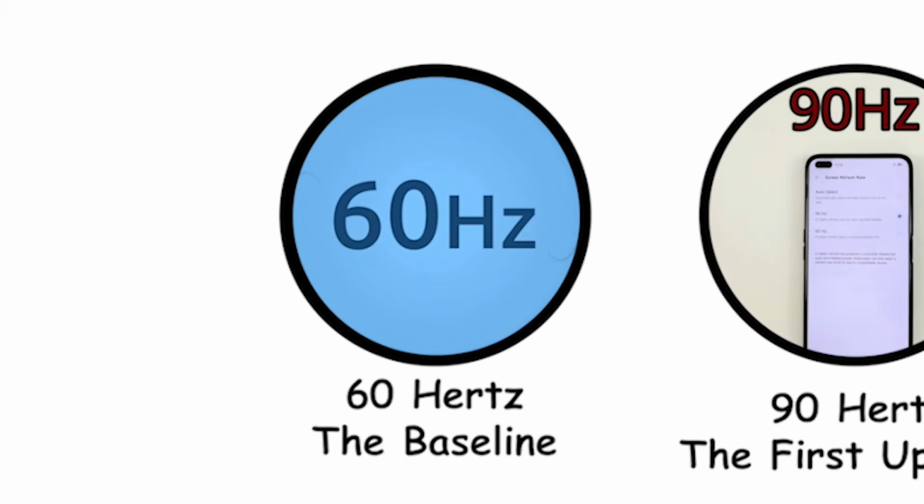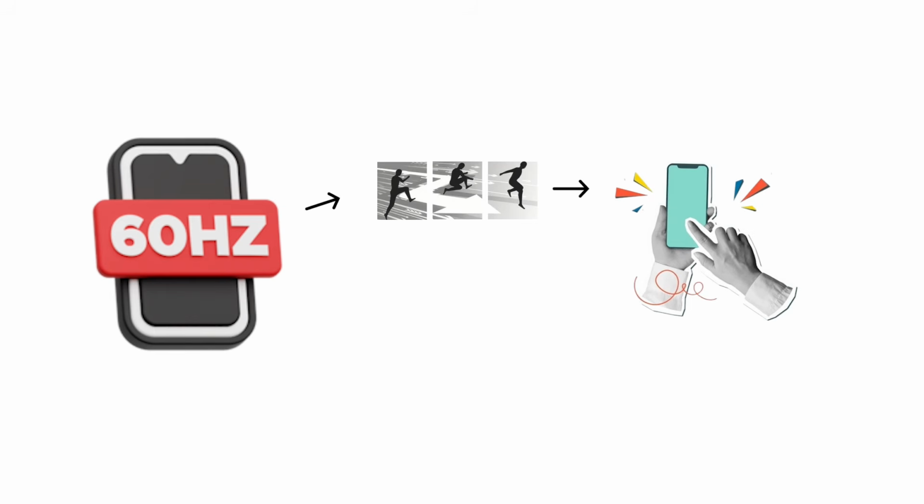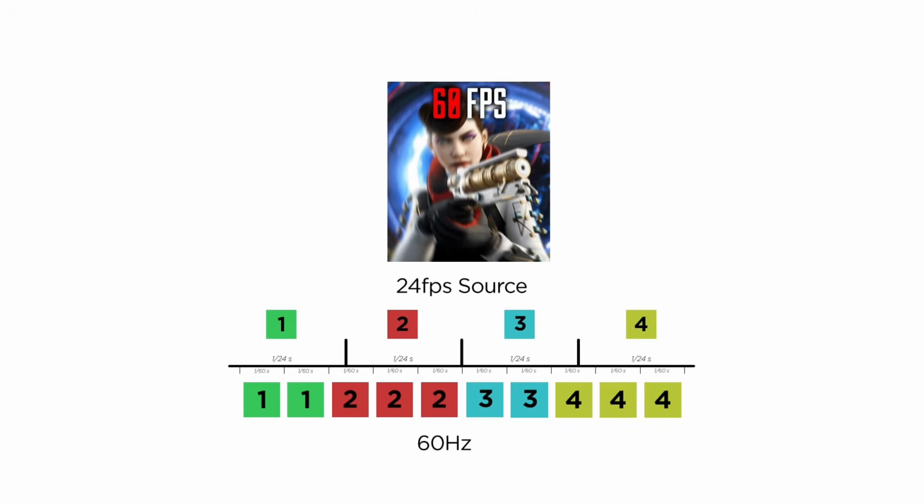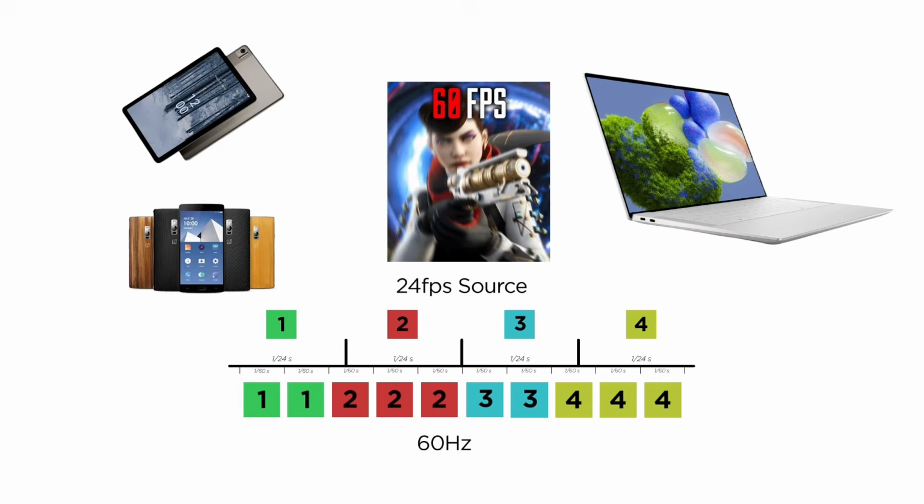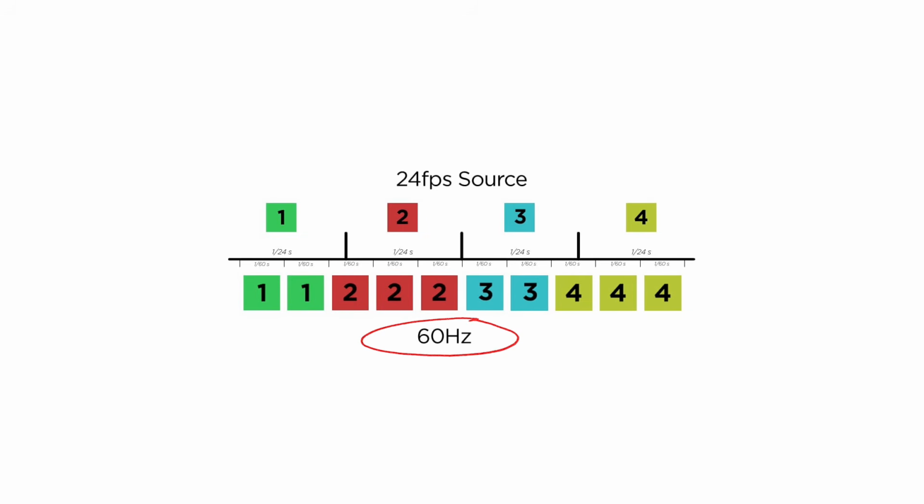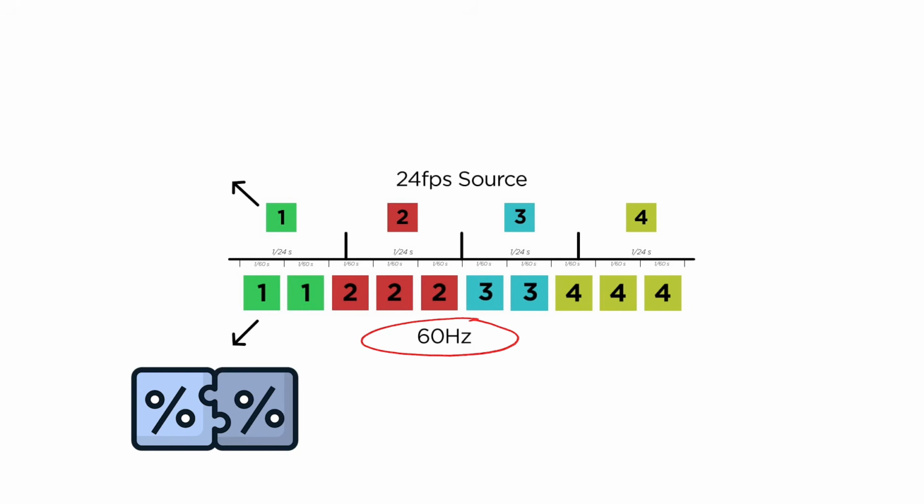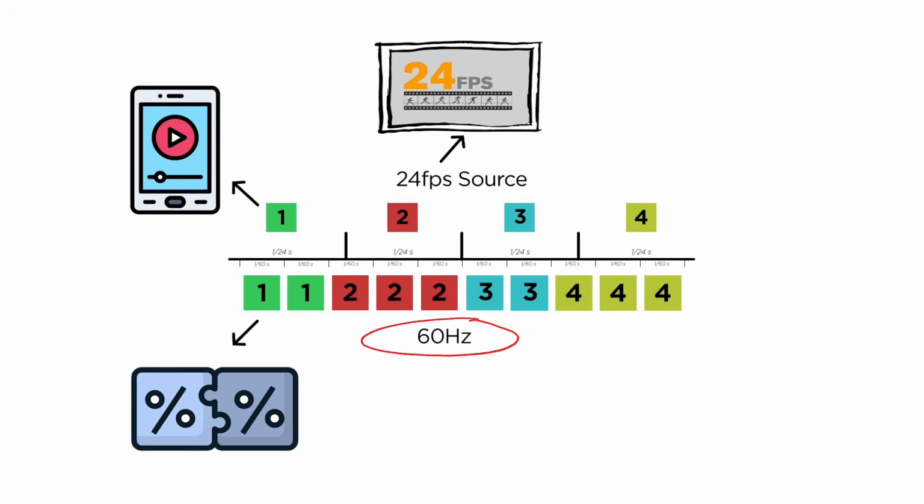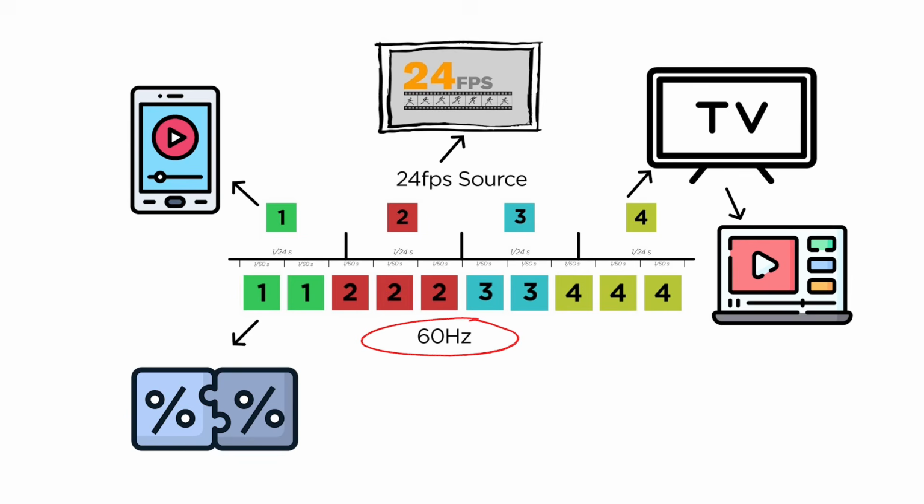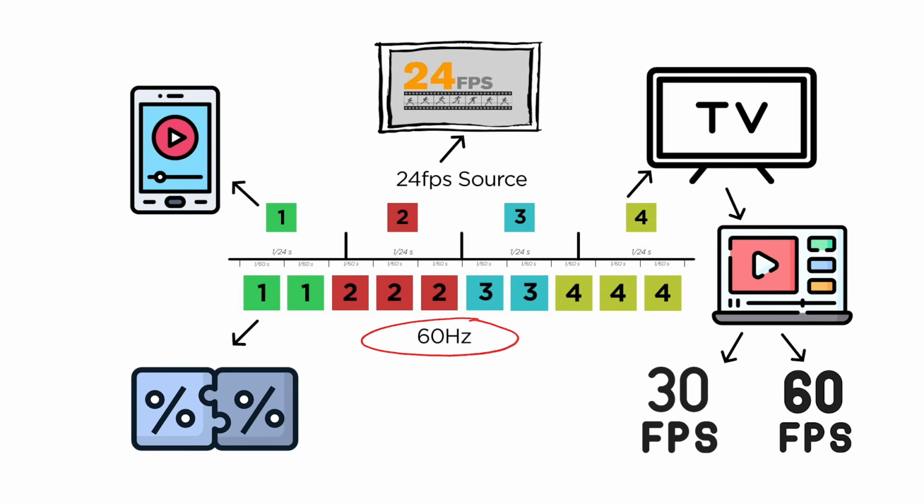60 Hz, the baseline. A 60 Hz display refreshes the image on your smartphone screen 60 times every second. That means each frame stays visible for about 16.6 milliseconds before it is replaced by the next one. For more than a decade, this was the standard across nearly all phones, tablets, and laptops. A refresh rate of 60 Hz is enough to match the frame rate of most video content because most films are recorded at 24 frames per second, and most television and online videos use 30 or 60 frames per second.